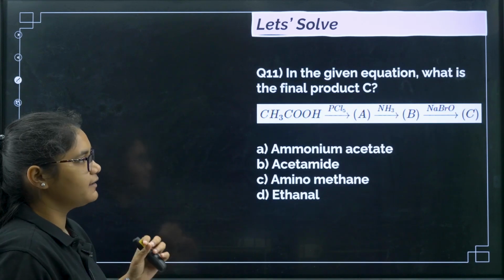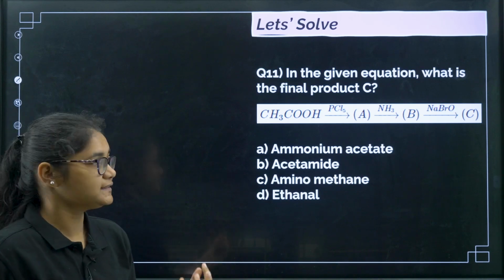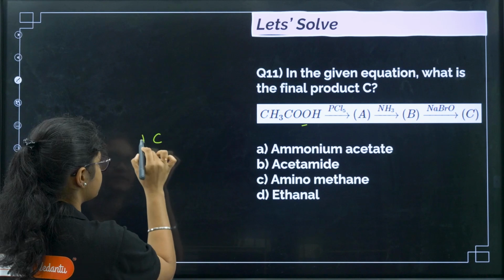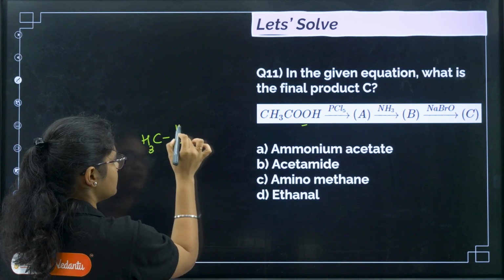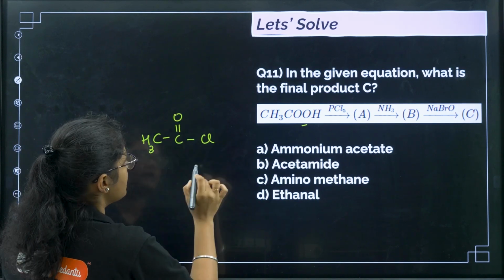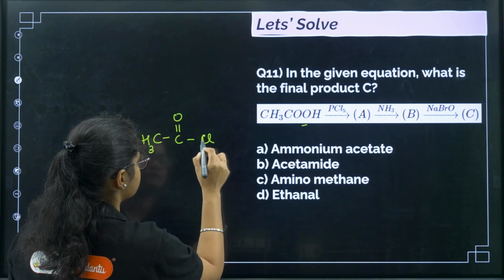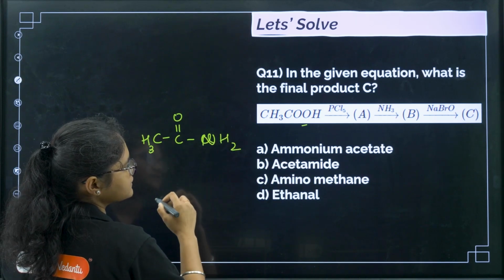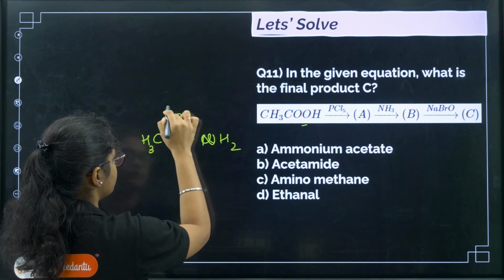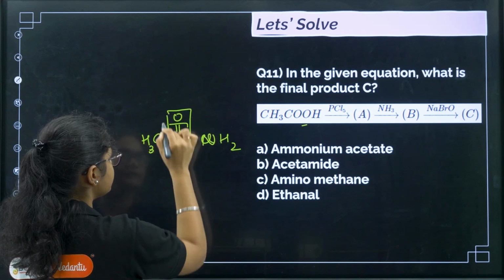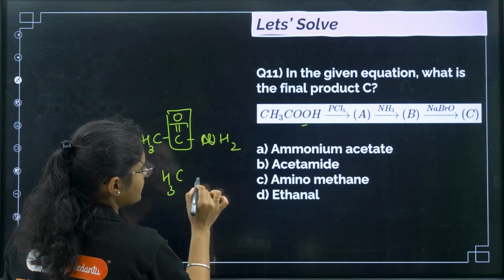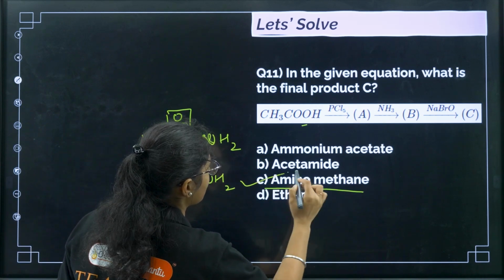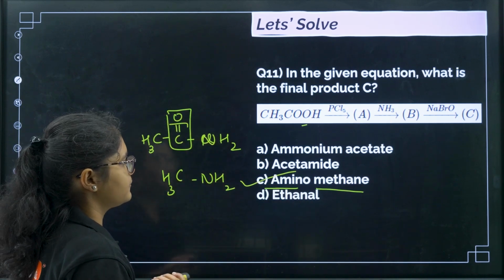Next, in the given equation, what is the final product C? Okay, so again the same type of question, OH is there, so it will be replaced with Cl. So I will get CH3COCl, right? Next you have NH3, so this one will get converted to NH2. Then NaBrO, this group will be removed, right? So I will get CH3NH2, right? So that is your aminomethane. So the correct answer is option number C here.